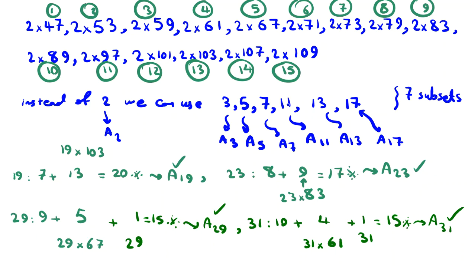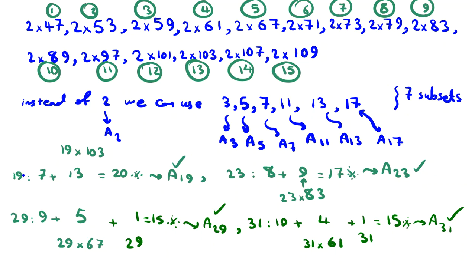For 3, 5, 7, 11, 13, 17, because 17 times 109 is also still less than 2022, let's not recall that. So we can say we have A2, A3, A5, A7, A11, A13, A17. Until here we have 7 subsets.